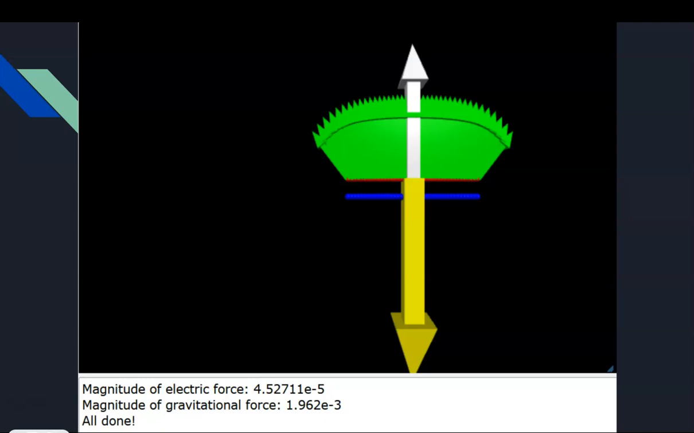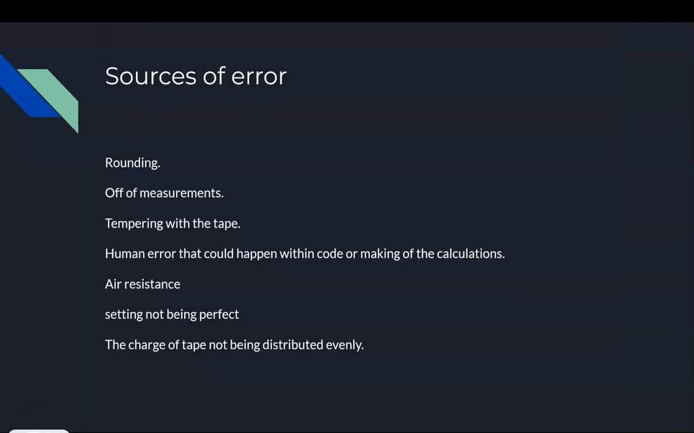Now, understand this is not perfectly correct because there were some human errors done probably throughout, and it should be a lot closer in a perfect system. Some sources of error would be rounding, probably the most common one. Off on measurements because you can't get as precise as you want. Tampering with the tape, I could have accidentally touched it. An item could have accidentally touched it. And things like that. The air itself could have interacted with it and messed it up.